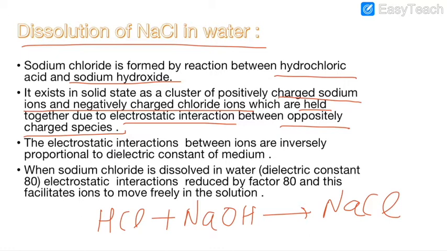The electrostatic interaction between ions is inversely proportional to the dielectric constant of the medium. When sodium chloride is dissolved in water, the electrostatic interaction is reduced by a factor of 80, and this facilitates ions to move freely in the solution. As we know, the dielectric constant of water is 80, therefore the electrostatic interaction will reduce by the factor 80 and it causes the free movement of ions.